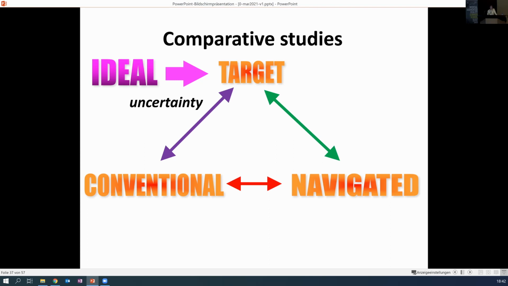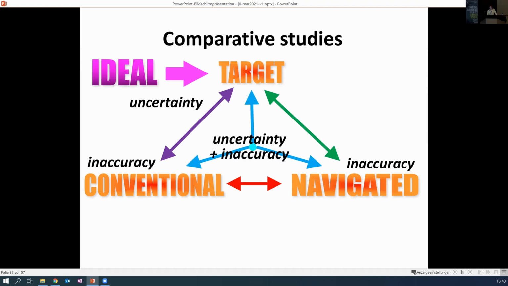In this case, you have uncertainty, right? Because the ideal is not known, you have to choose some target. Some targets have a large amount of uncertainty and others have a small amount of uncertainty, and therefore you cannot know. However, once you've set the target, you can measure the inaccuracy, both of the manual and the navigated.